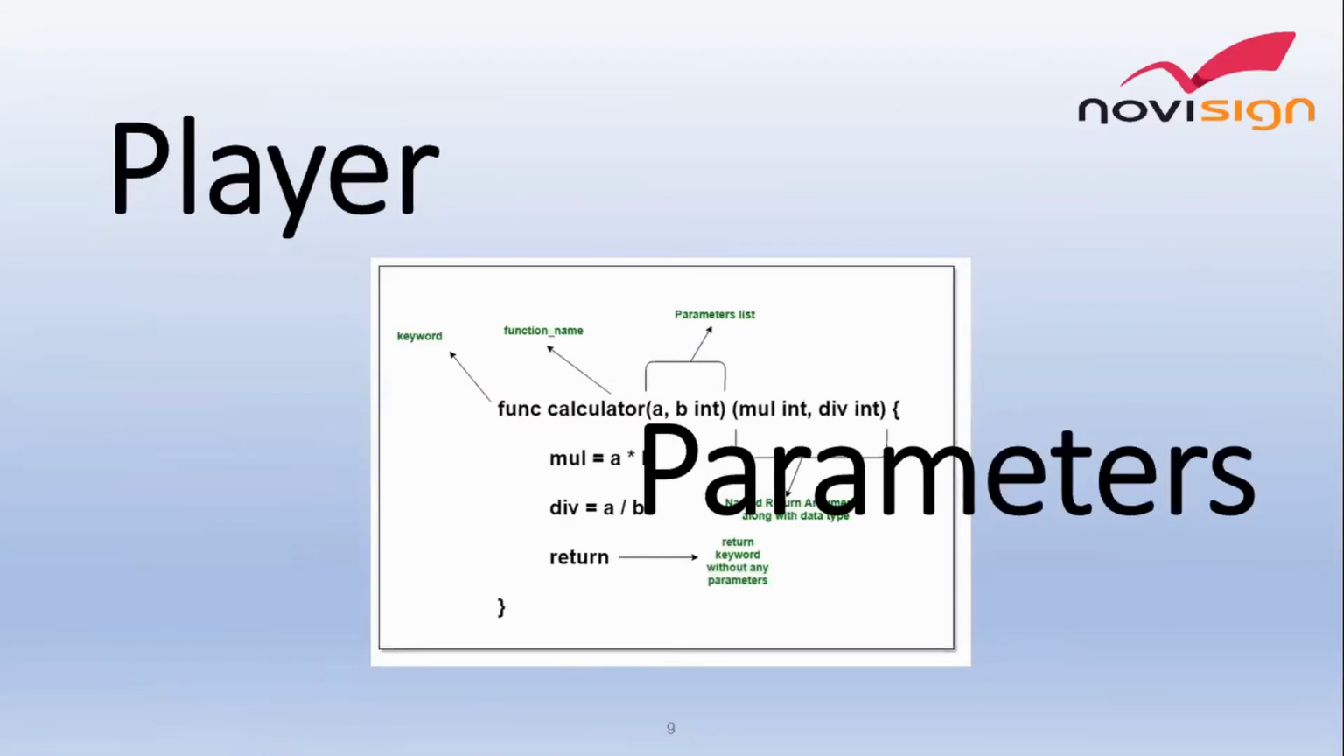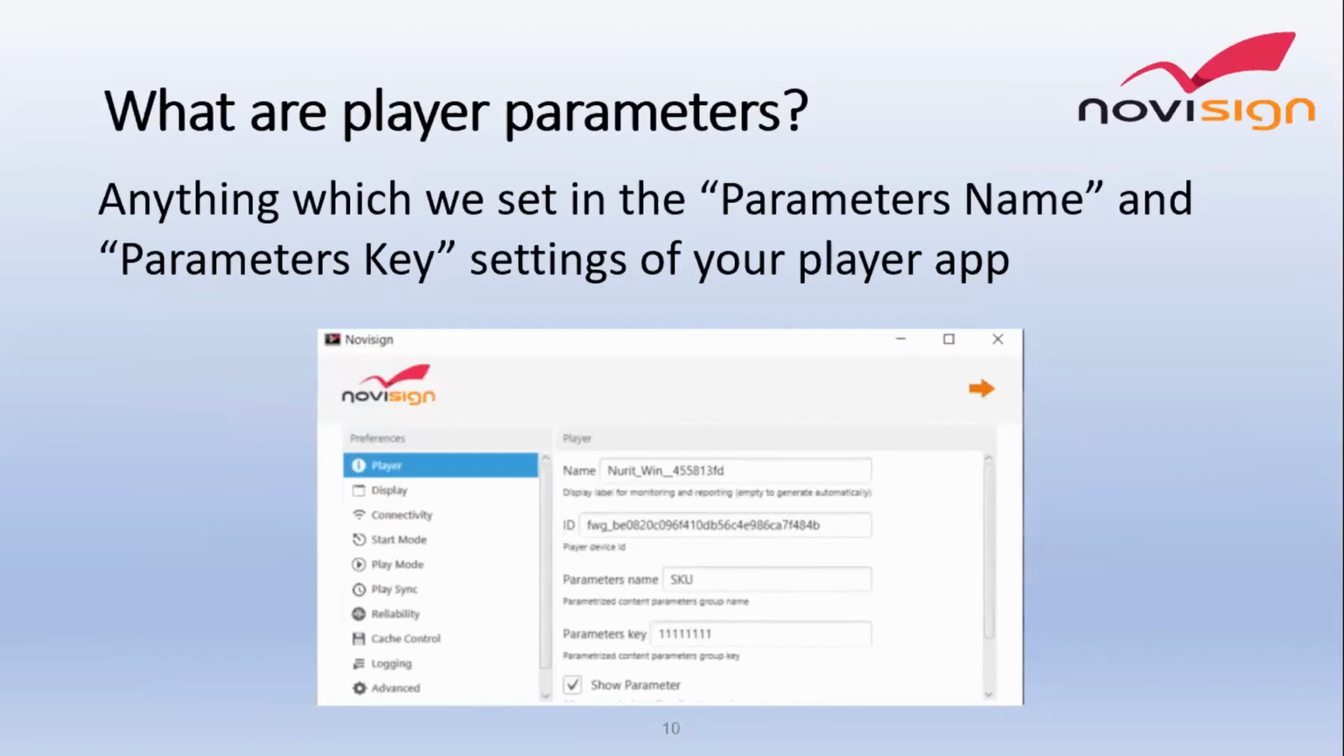And the last thing I'm going to share with you is the player parameters. Now, what are player parameters? This is something that might be useful. When you open your player app, what you see here is how the native Windows player app looks like. You see the menu on the left. And you can see there are two settings which are called parameters name and parameters key. So if you never knew what they are used for, now you may get one use case of why we put them.